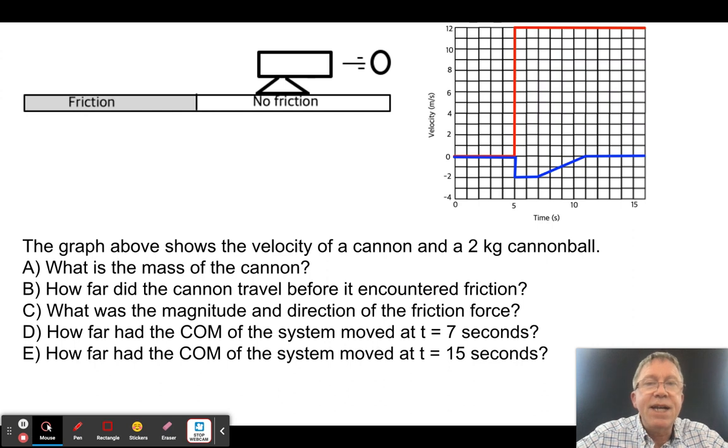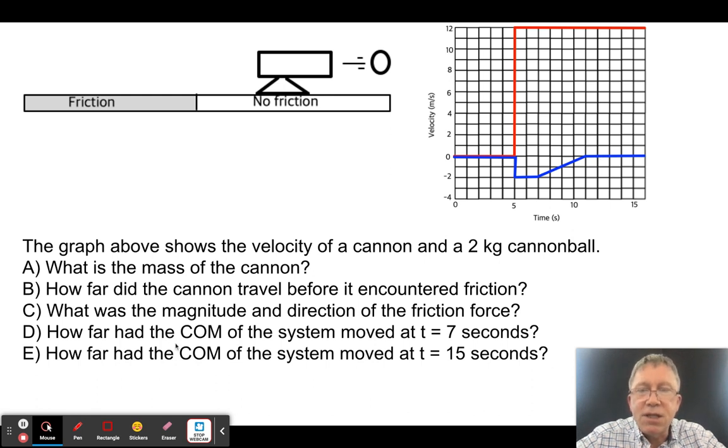Let's try this one here. I have a cannon on a frictionless surface, and then it's going to slide onto a surface that does have friction. So here's what I'm going to find. Okay, so the cannon was initially at rest. Okay, and then when the cannon fires, the cannonball does this, and the cannon does this.